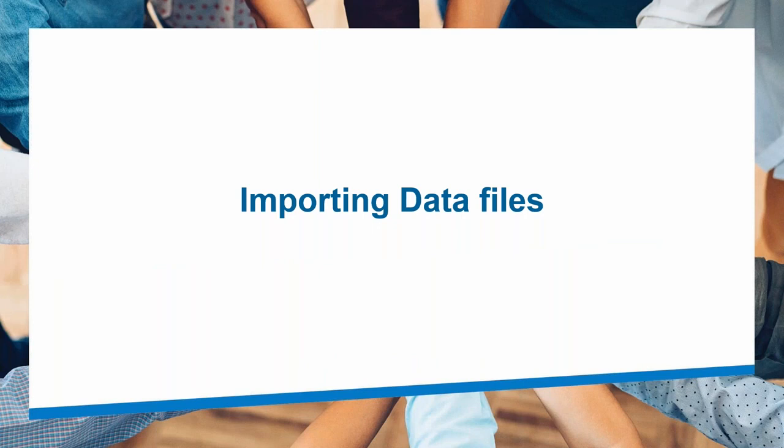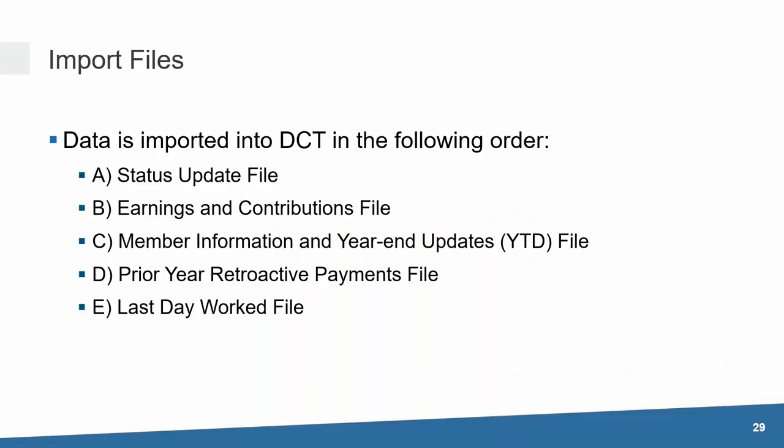Now let us proceed with the employer data importing process. You'll have to import the files in the following order. Status update file. If in-year status changes were not reported to CAT, this file is required. Earnings and contributions file. If a status update file has been loaded, this file is required.